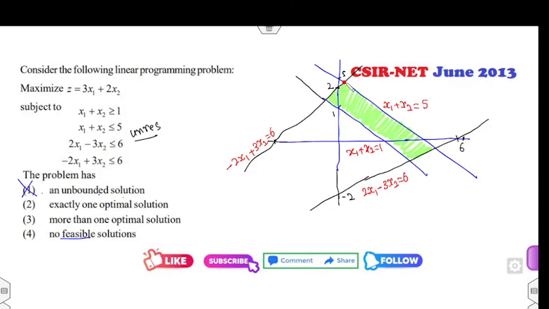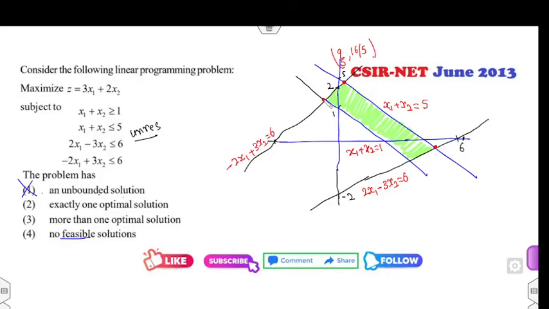For this coordinate, the intersection of this line and this line, if you multiply by 2 and add them, it will cancel out. 2 plus 3, 5. 10 plus 6, 16. So this coordinate is 16 by 5 and the second is 9 by 5. What is the coordinate of this? If you multiply by 2 and add them, 3 plus 2, 5, 10 plus 16. So it's 16 by 5.